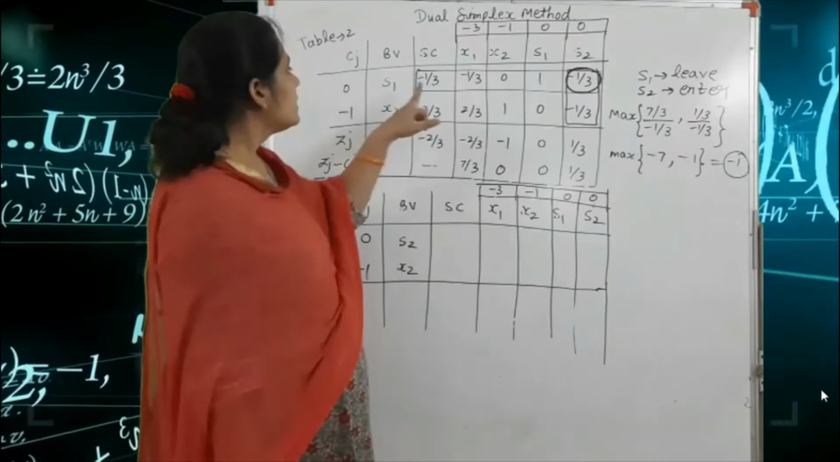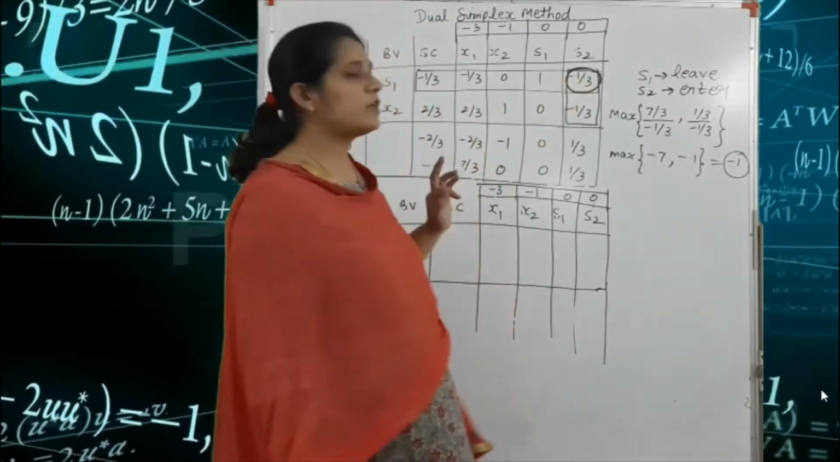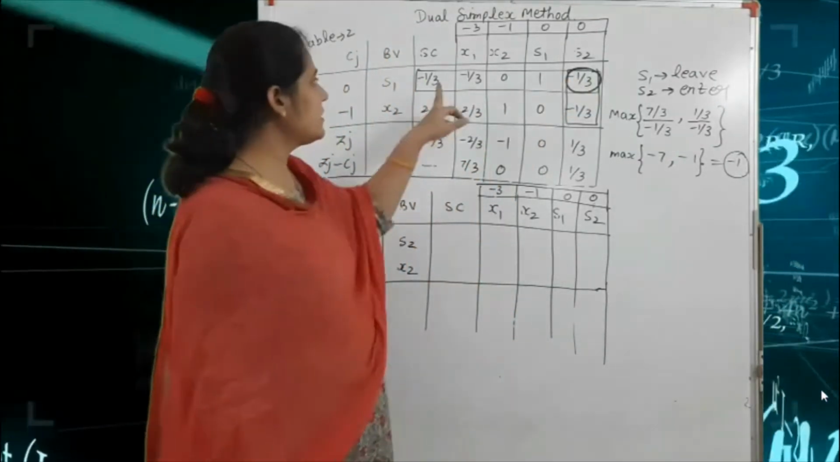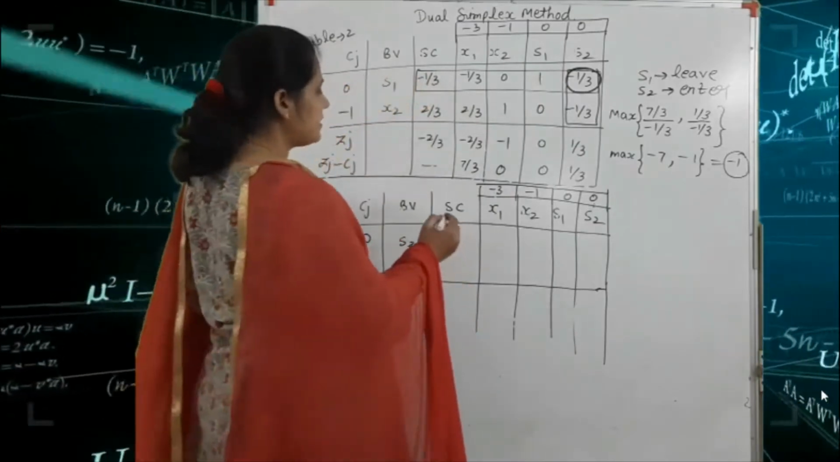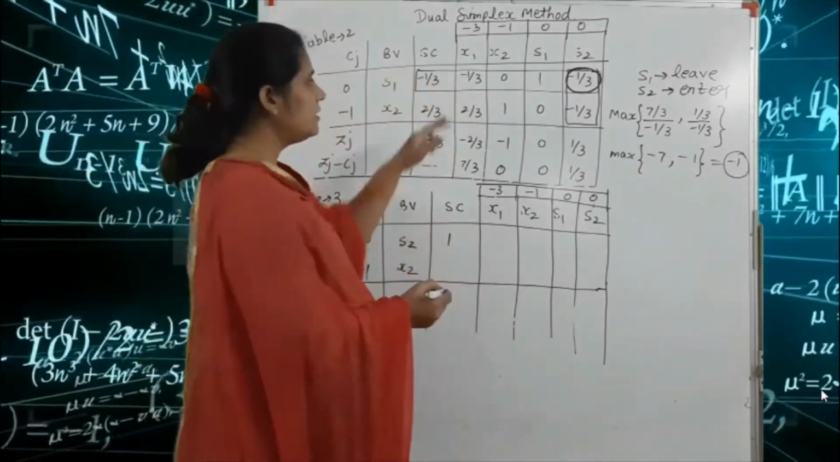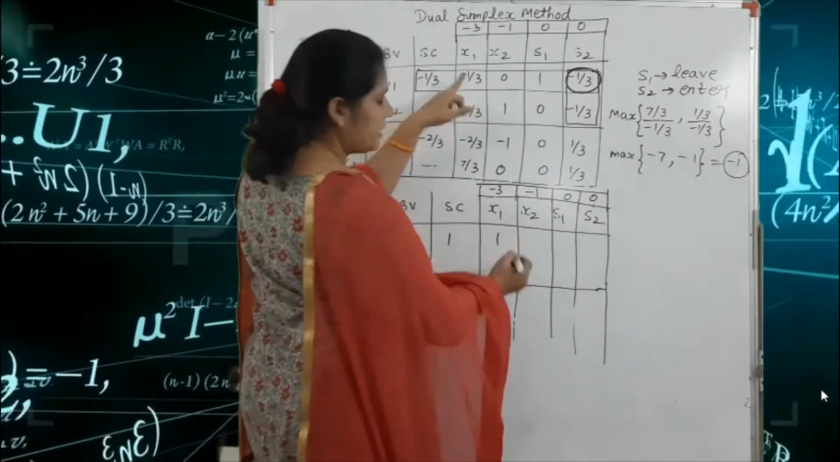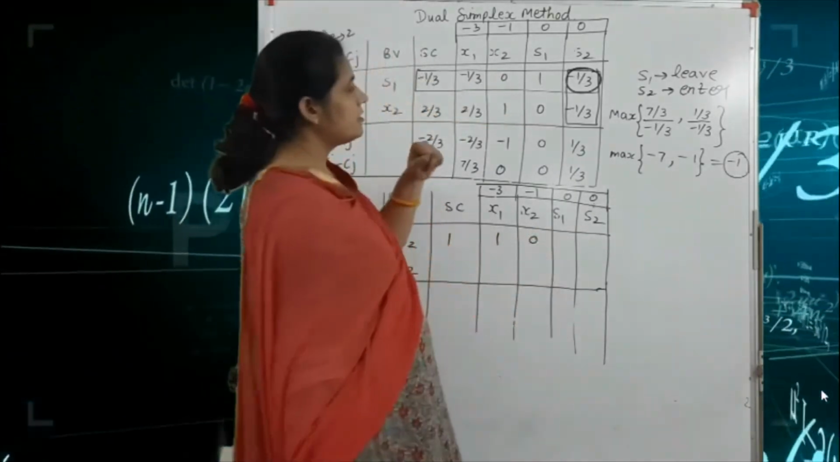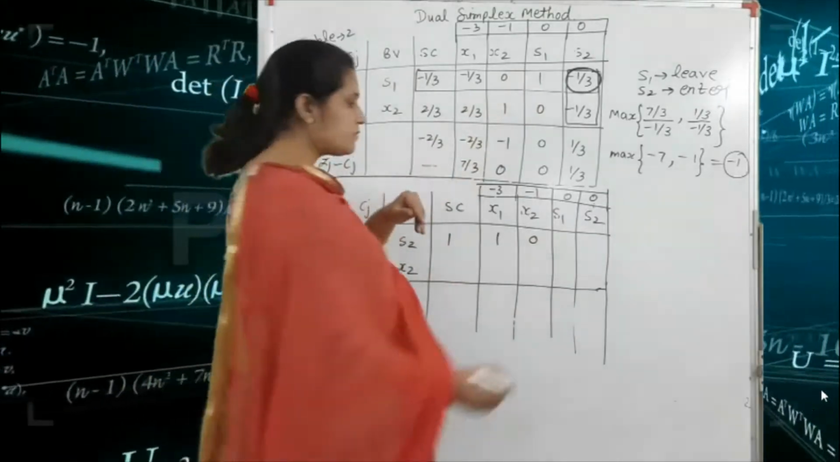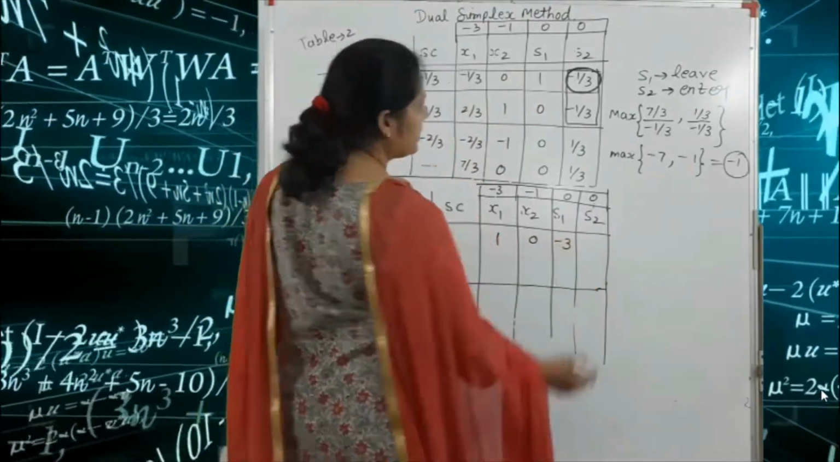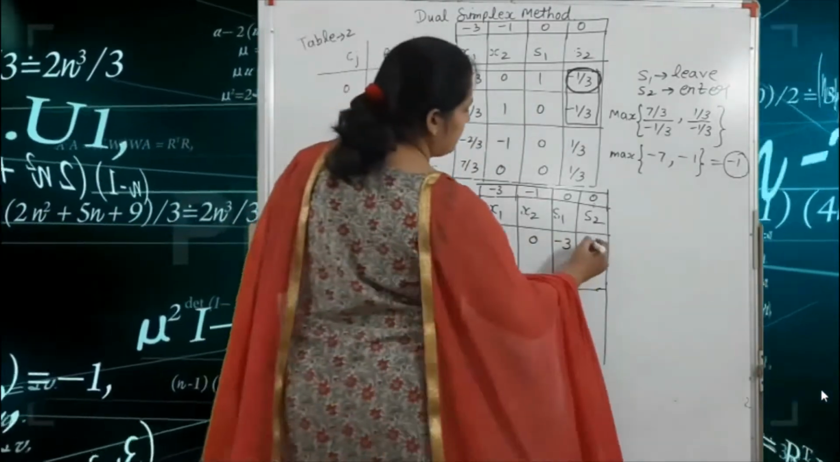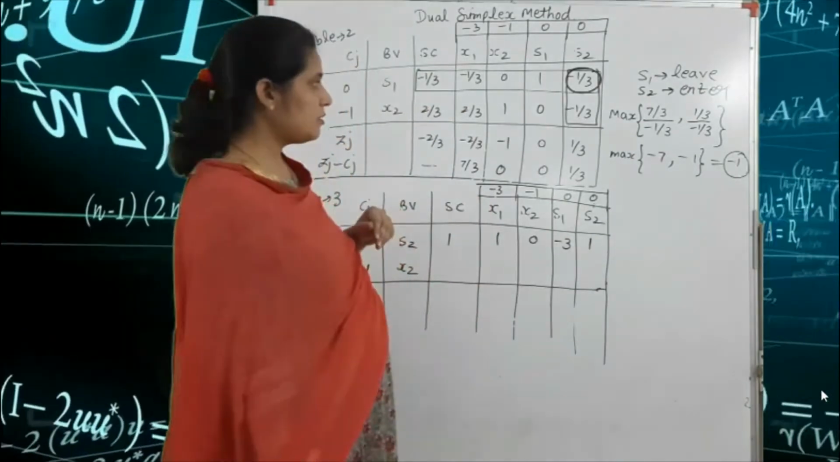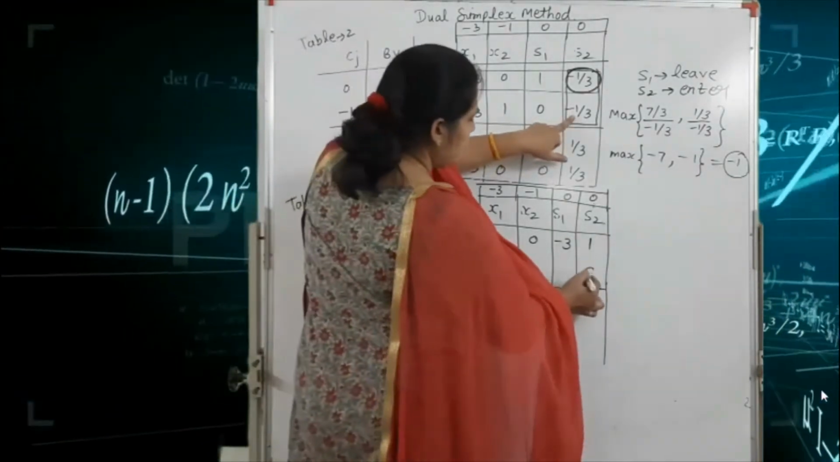Okay, this is your key row and this is your key number. So divide by the key number: minus 1 by 3 divided by minus 1 by 3 is 1. Minus 1 by 3 divided by minus 1 by 3 is 1. 0 divided by minus 1 by 3 is 0. 1 divided by minus 1 by 3 means minus 3. And minus 1 by 3 divided by minus 1 by 3 means 1. So immediately write here the 0.